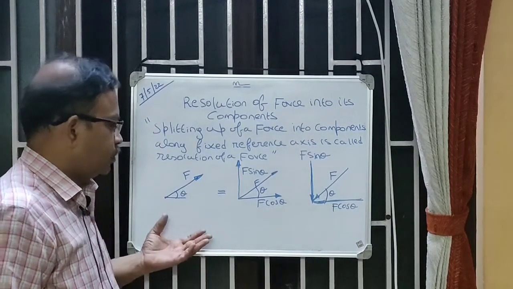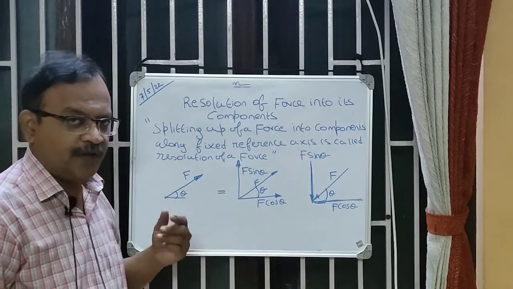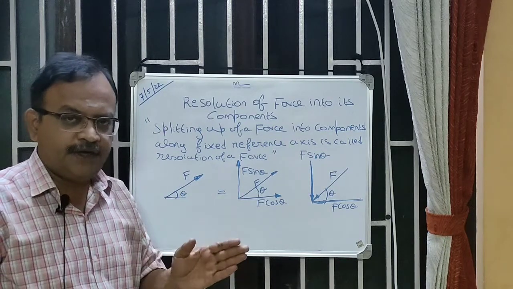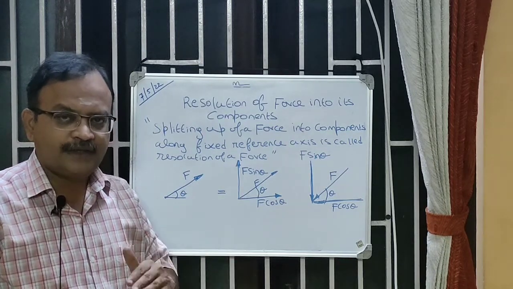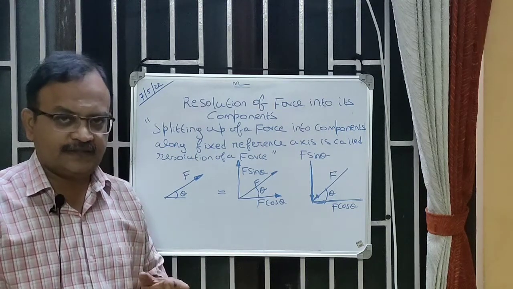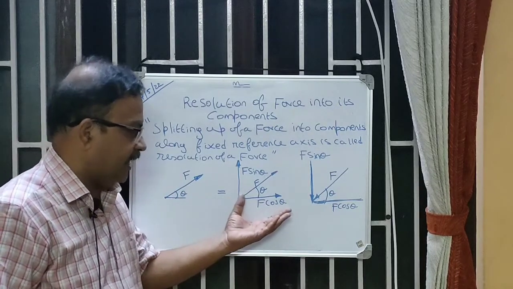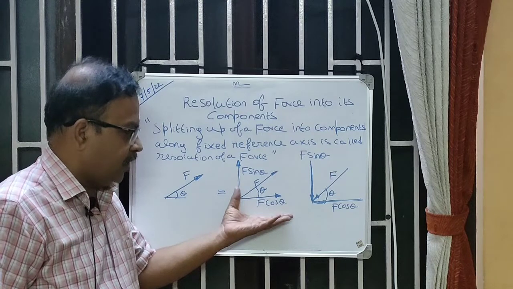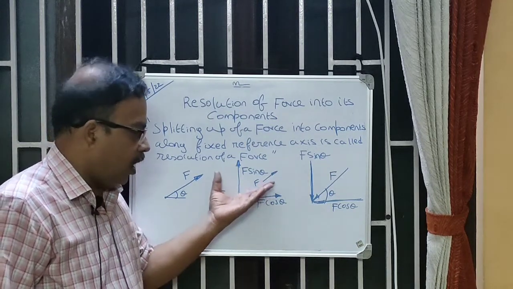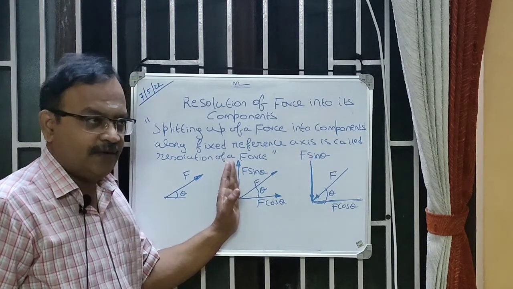Now, suppose a force F is acting at an angle theta with respect to the horizontal axis. This force can be split into two components along its x and y axis, which are called reference axes. So when you split that force into two components, along the horizontal or x axis, it can be represented as F cos theta. Along the vertical axis, it can be represented as F sin theta.